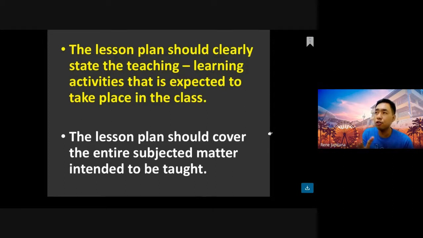So we will make sure what are the things that we need to attain. What are our objectives? For example, to identify the different parts, to appreciate the human body parts, to illustrate, to draw the different human body parts. For example, those are the three domains: the cognitive, psychomotor, and the affective domain.